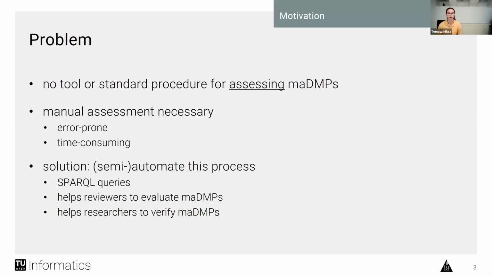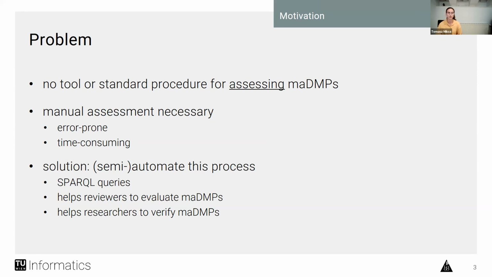So first, let's talk about the motivation for our work. And for that, I'll start with the given problem. So the problem is that despite the existence of the RDA DMP Common Standard for machine-actionable data management plans, there is no tool or standard procedure yet for assessing maDMPs. So manual assessment by reviewers is still necessary, which is error-prone due to the human factor that is introduced, and it can also be quite time-consuming.